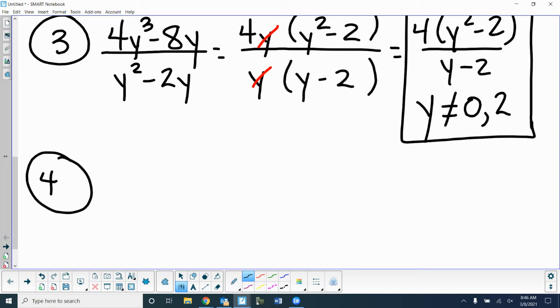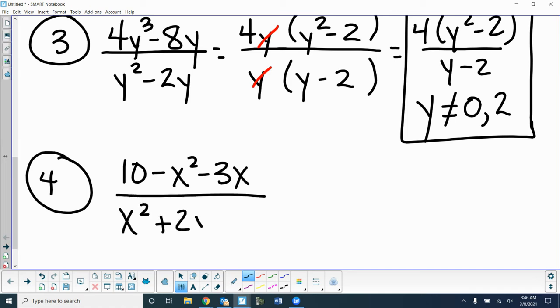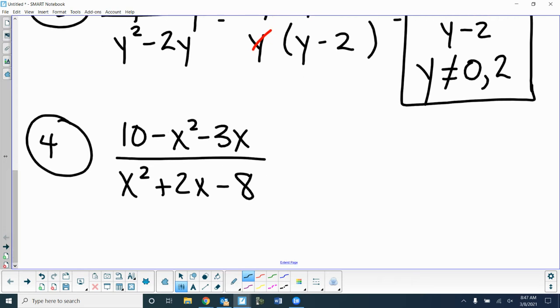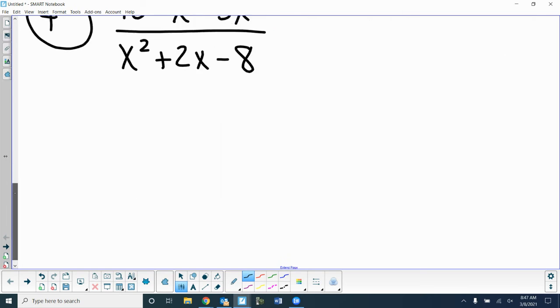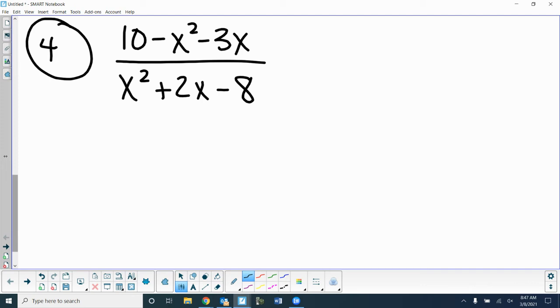Okay, number 4. A lot of you didn't really do much for this one. What's going on here? You should have a clue. I guess it'll be factor somewhere. Put in the right order. First of all, put in the right order that top one, which would be negative x squared minus 3x plus 10.